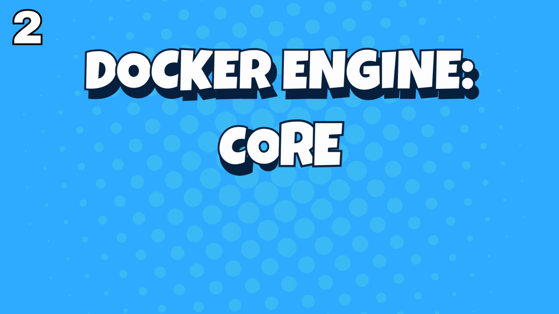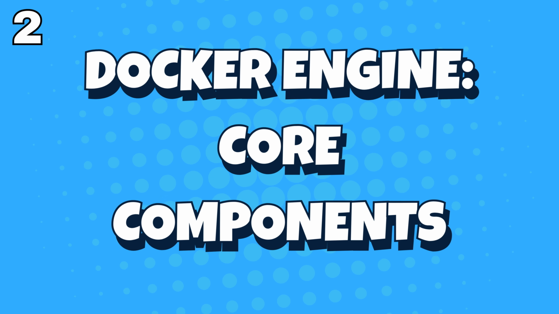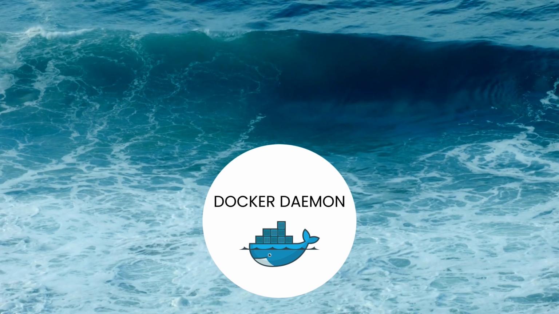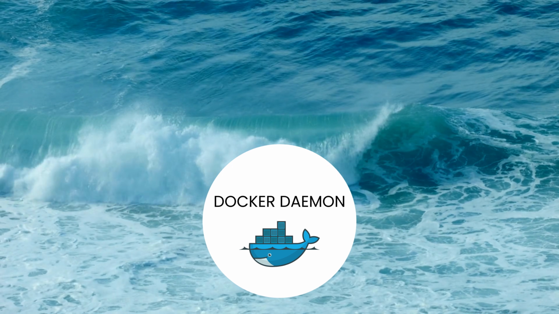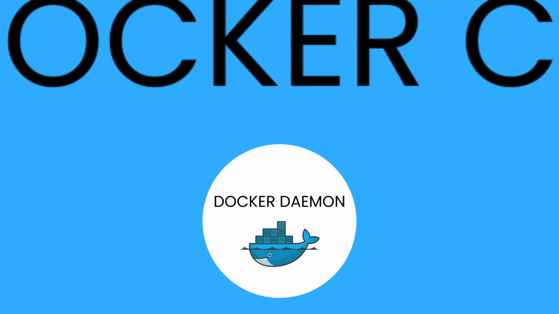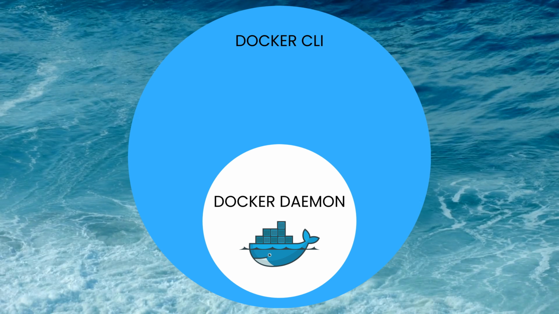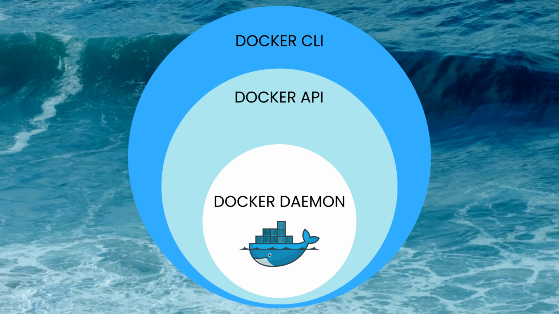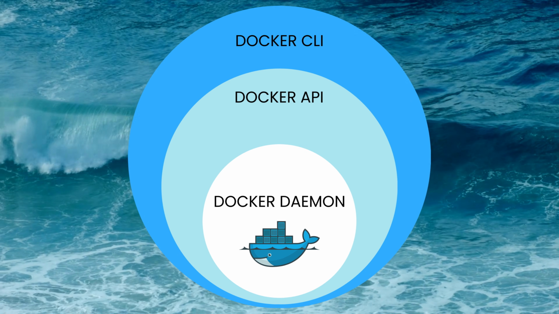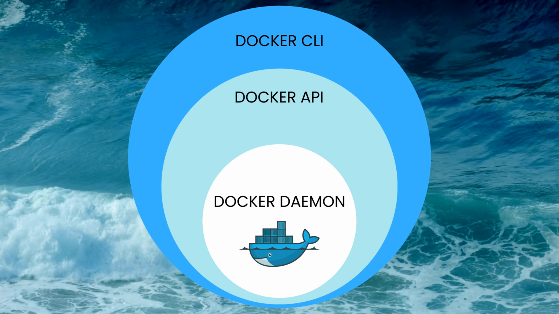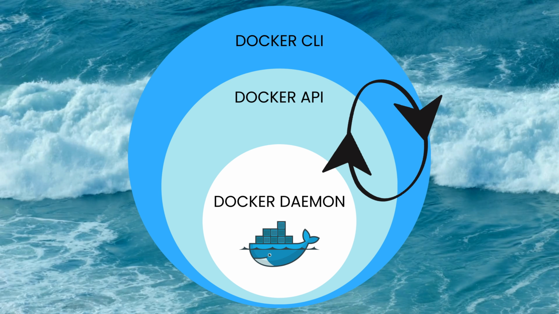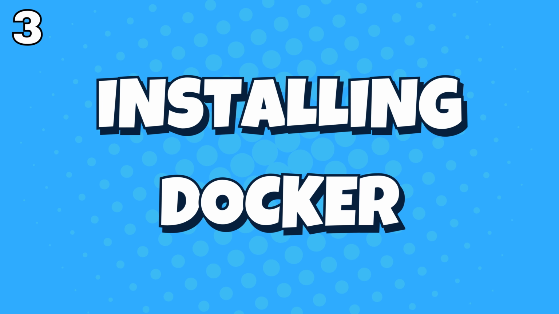Next up, the Docker engine. This is the heart of Docker. It has three main parts. 1. Docker daemon. This is the background service that actually runs your containers. 2. Docker CLI, the command line tool you'll use to talk to Docker. And 3. Docker API, which lets other apps talk to Docker programmatically. So when you type docker run in your terminal, the CLI talks to the daemon through the API and boom, your container starts.